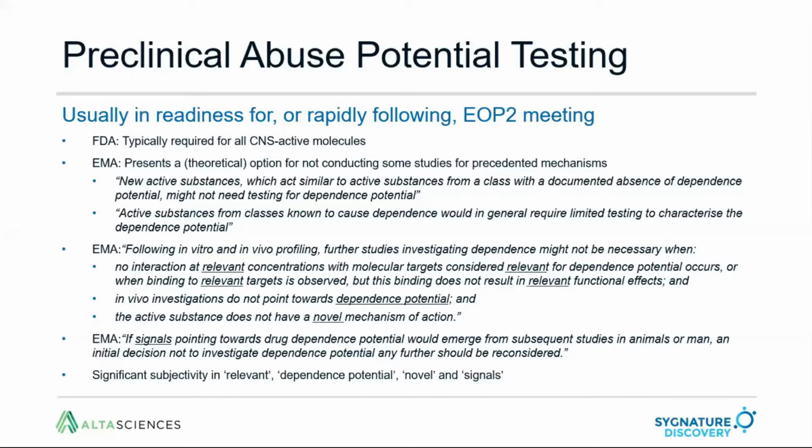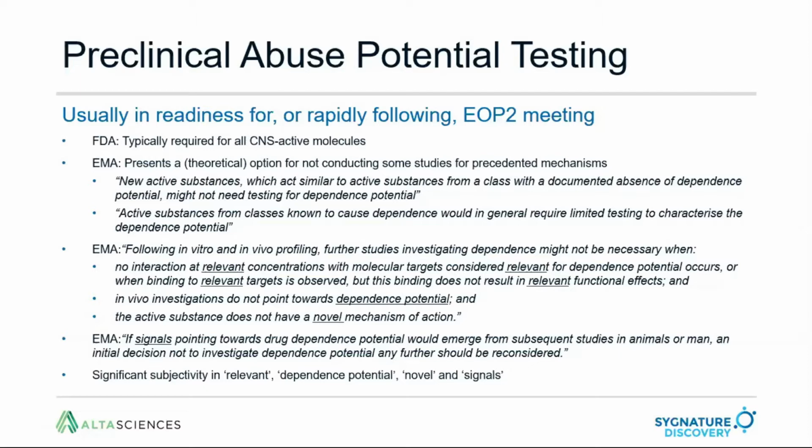So the underlining on this slide is my own, just to emphasize a key point in the reading of the guidance in this area, which is those terms are fairly subjective in nature in terms of defining what is a relevant concentration, what are the relevant targets, and so on. So caution should be taken if you're going to take the approach of not conducting the non-clinical abuse potential assessment from an EU perspective, in terms of whether your assessment of relevance or novel is the same as perhaps the regulators.